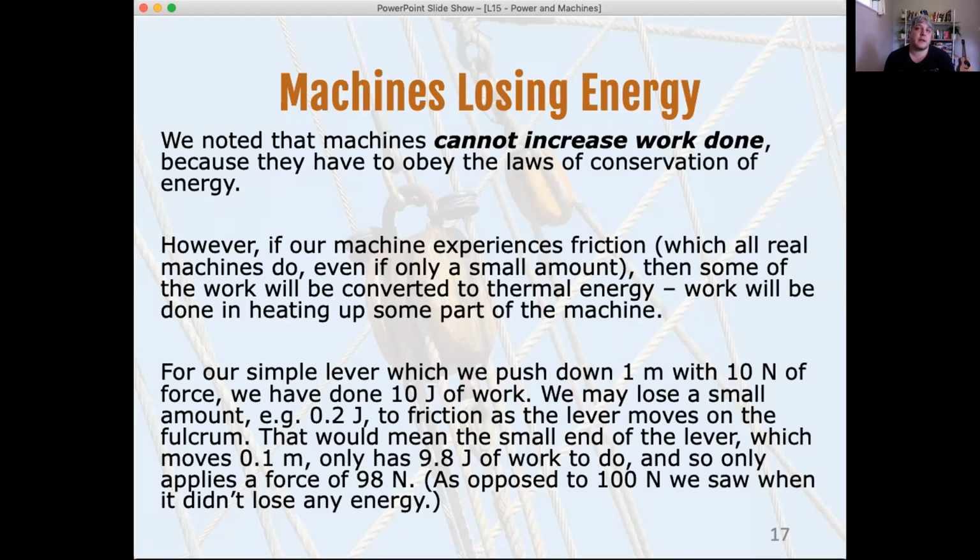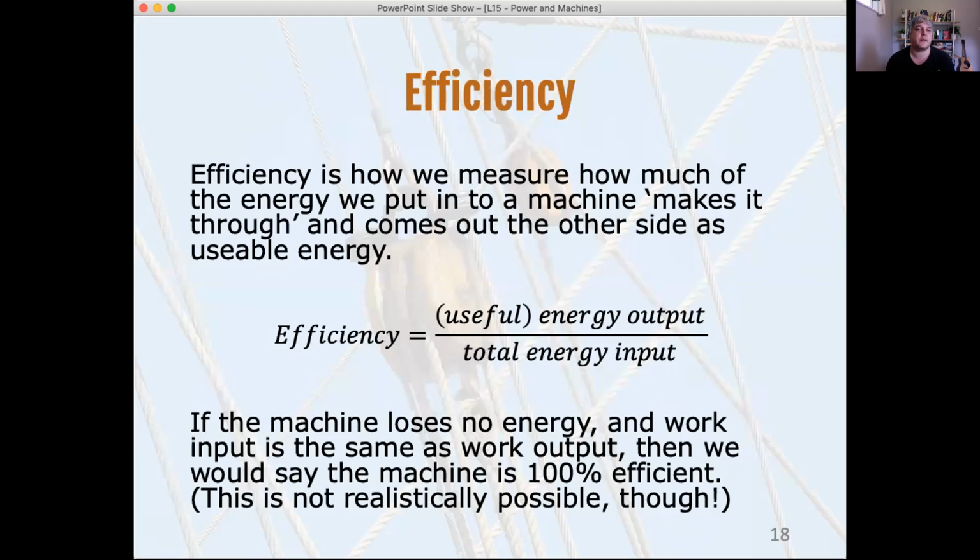So if we lose some energy, then that means that we're not going to get all of the energy out that we put in. The amount of energy we get out compared to the amount of energy we put in is what we call the efficiency. So that useful energy output divided by the total energy input. Obviously, if you counted all the energy output, that would include the friction and all the other types of energy that we lose. So the heat and the sound and the light in some cases when you get sparks and things.